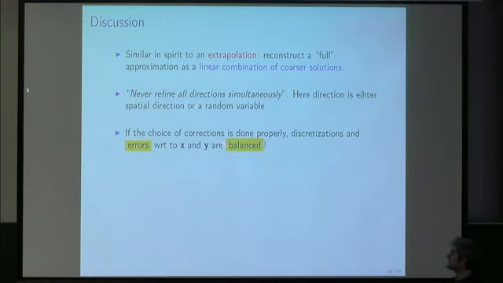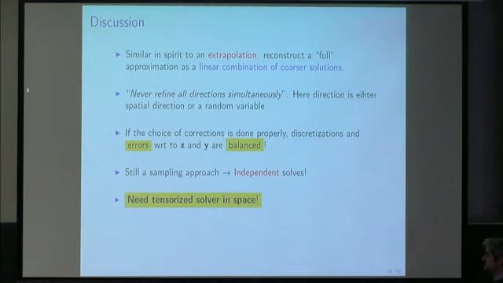Crucially, if the choice of these corrections is done appropriately, you are automatically balancing the error in space and in probability, because you have the freedom to choose: should I refine more in space or should I refine more in probability? Or which direction in space is more important to refine, or which random direction is more important to refine. So if I'm able to estimate this properly, then I'm automatically balancing out the physical and the probabilistic approximation errors. It is a sampling approach, so in the end I will have to solve a bunch of PDEs on different grids, but it's very amenable to parallel computation, because it's inherently a sampling approach.